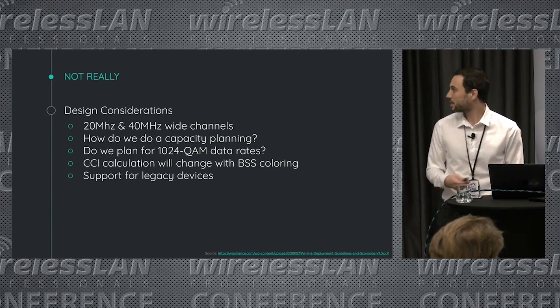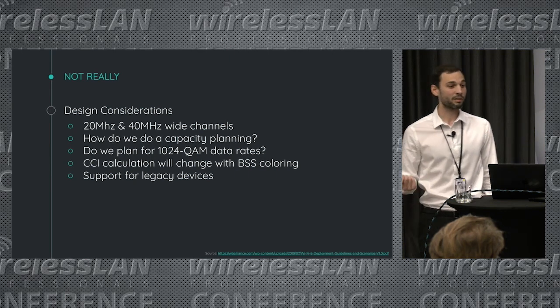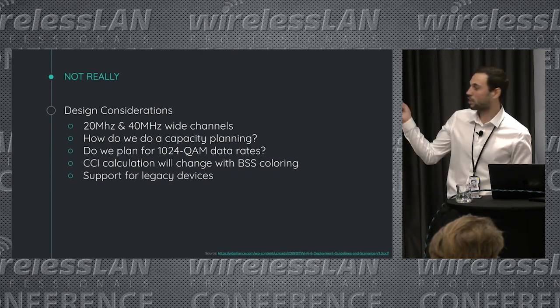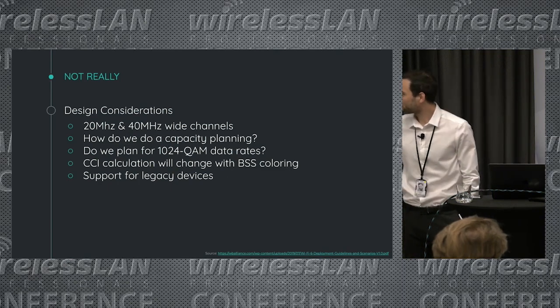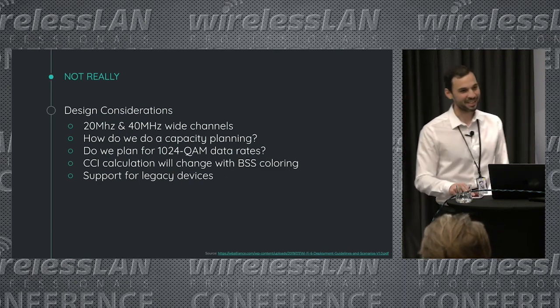And then how do you calculate TCI if you have BSS coloring, right? So that's some of the challenge we might have when we start designing for Wi-Fi 6. And plus we have to support those damn Wi-Fi 5 legacy devices.